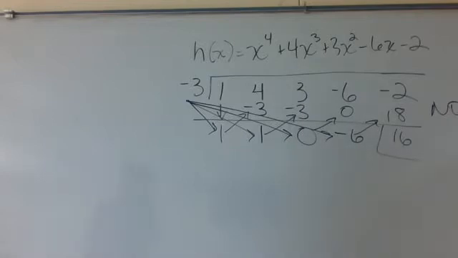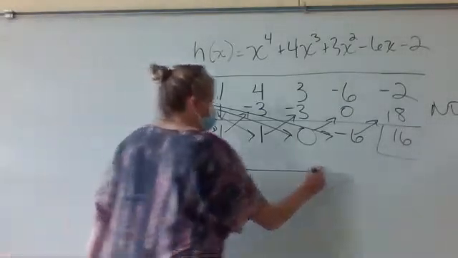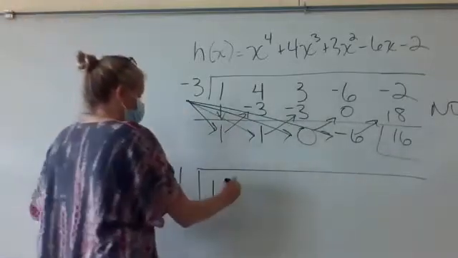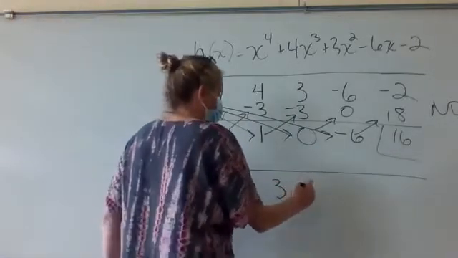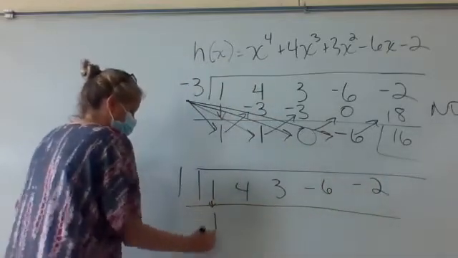And it wants me to do the same thing with 1. Check it. Same coefficients. So 1, 4, 3, negative 6, negative 2. I'll drop down the 1.